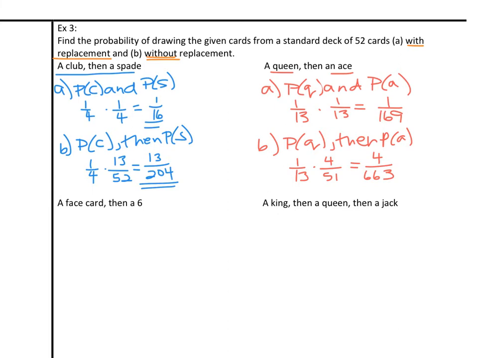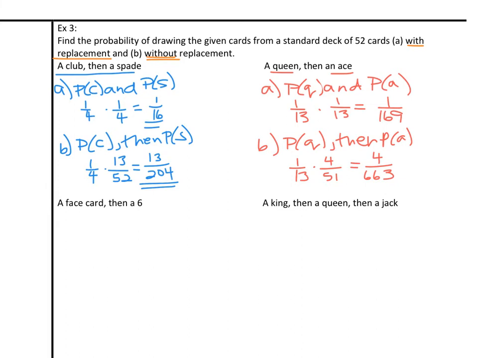All right, did you get 1/169th and 4/663rd? The queens in the deck are different than the number of clubs or spades in the deck. There are only 4 queens. Therefore, 4 out of 52 reduces that fraction or probability to 1/13.